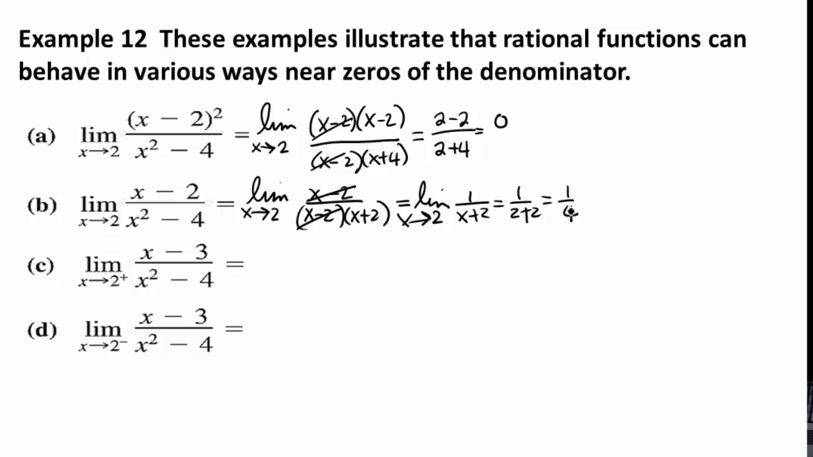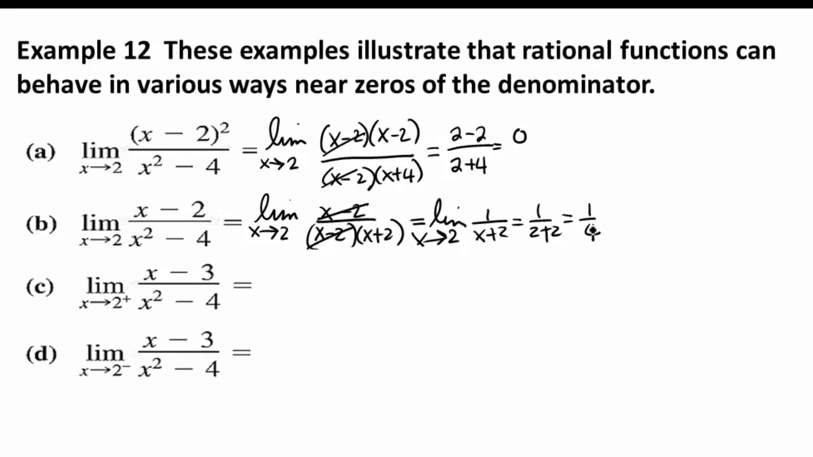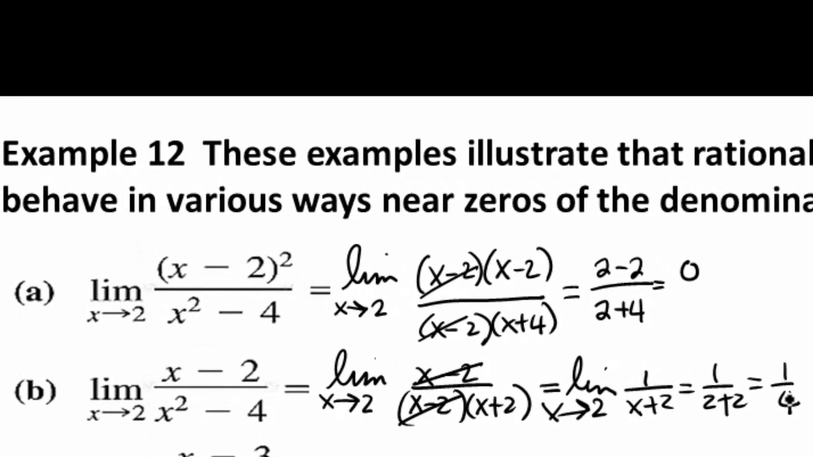So in both A and B, when we evaluate the limit where the denominator is 0, the limit does exist because we were able to factor out what causes both the numerator and the denominator to be equal to 0. This is a situation where a discontinuity occurs at x equal to 2 both in A and B, and it's a removable discontinuity because the limit exists in both cases.